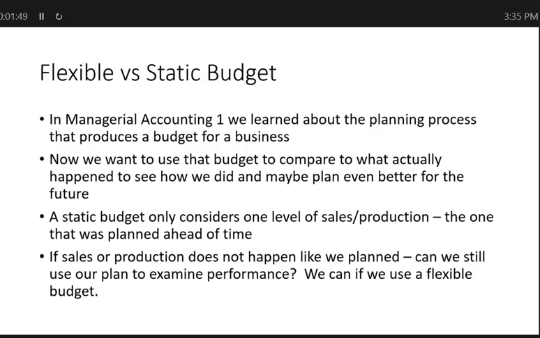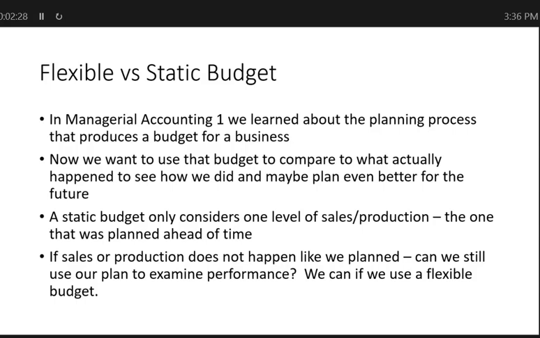Part of the problem with that is a static budget only considers one level of sales production. So we planned to make 1,000 units, sell 1,000 units of product, but our sales were not what we planned. Does that mean that the rest of the budget is basically meaningless? Because if we're less than that in sales, we would expect to be less than that in expenses and costs, right?